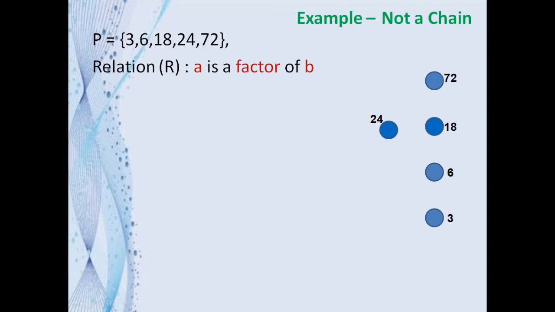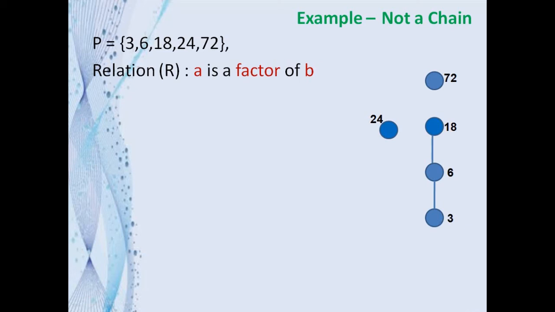The nodes are plotted here. We know that 3 is the first node, so 3 is a base element. Now we have to compare it to 6. 3 is a factor of 6, so we can draw a line between them. Now 6 is a base element and 6 is a factor of 18, so we can draw the line. And 18 is a base element. Now we compare it to 24. But 18 is not a factor of 24.